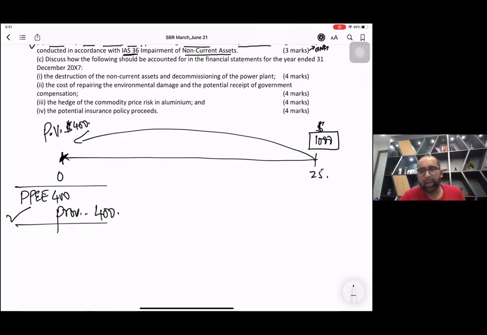Okay. PPE debit and provision credit. Now listen, just think, let us say on the same day, not in future, on the same day, somebody told you that now you don't need to decommission after 25 years. Now you need to decommission it after 8 years, just 8 years, and the same decommissioning cost will be used.